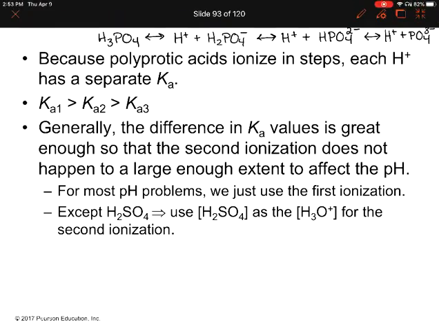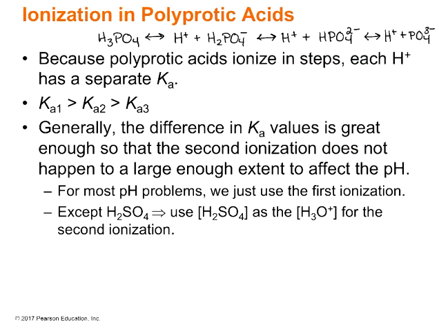So each of these steps has a Ka value associated with them. So we're going to label them Ka1, Ka2, and Ka3. So phosphoric acid has an acid ionization constant equal to Ka1. Dihydrogen phosphate has an acid ionization constant of Ka2. And then hydrogen phosphate has an acid ionization constant of Ka3.